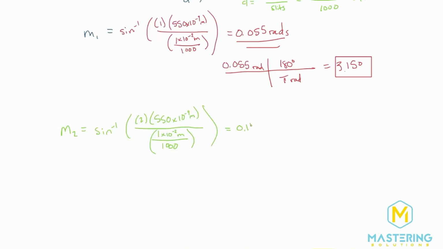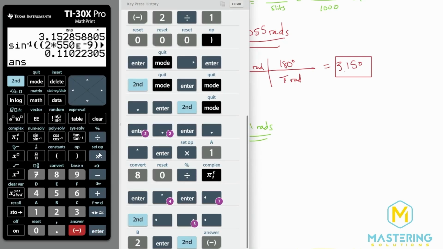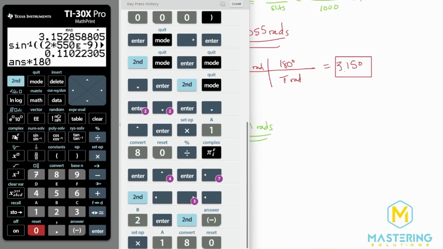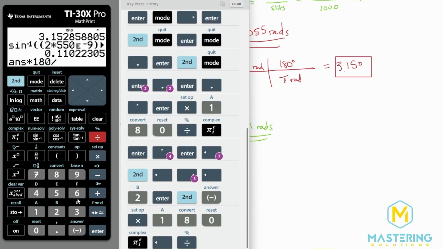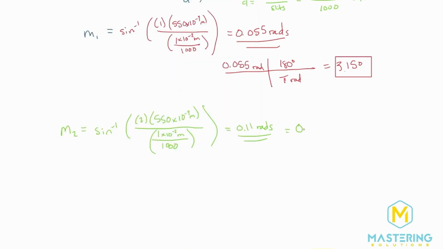So 0.11 radians. And then if we convert that to degrees, we're going to have our answer times 180 divided by pi. There we go. Okay, so for degrees, we have 6.32. So that is 6.32 degrees. And so that is your answer for the first two diffraction orders. We have 3.15 and 6.32 degrees.